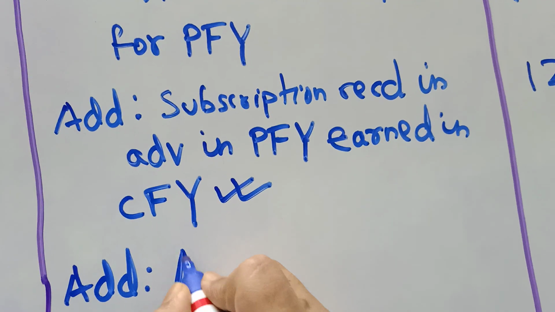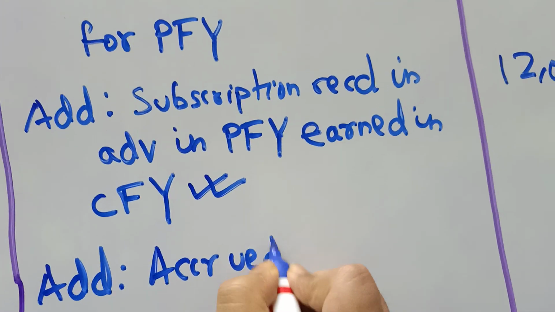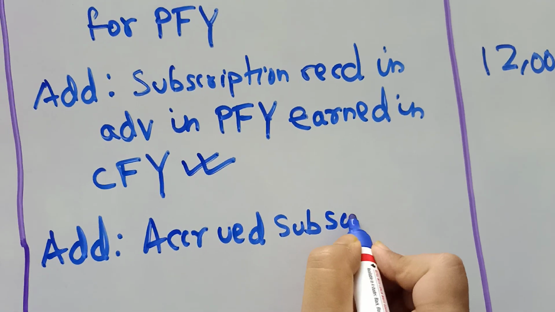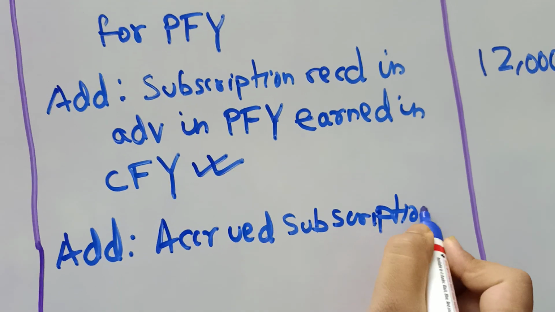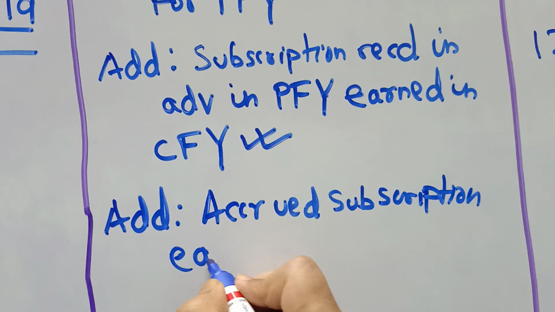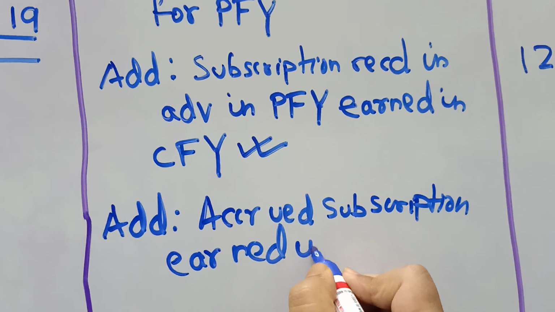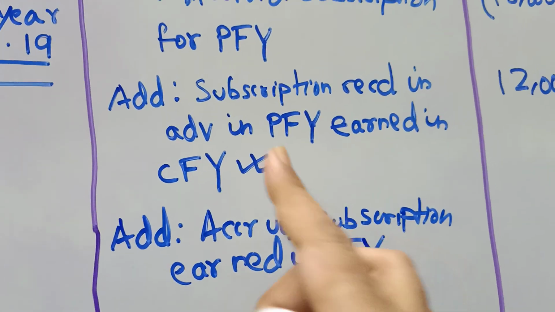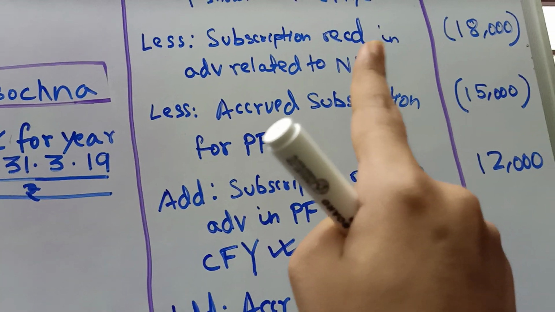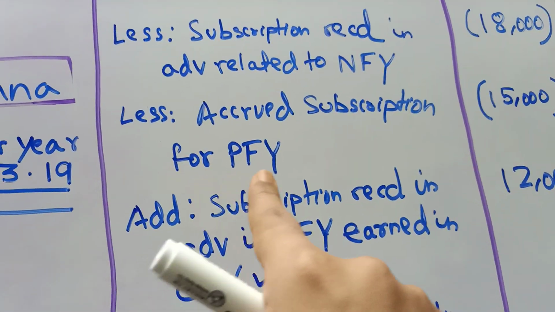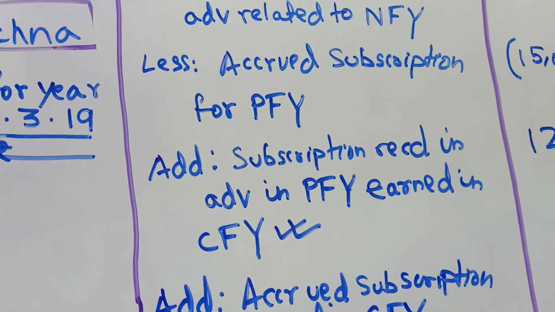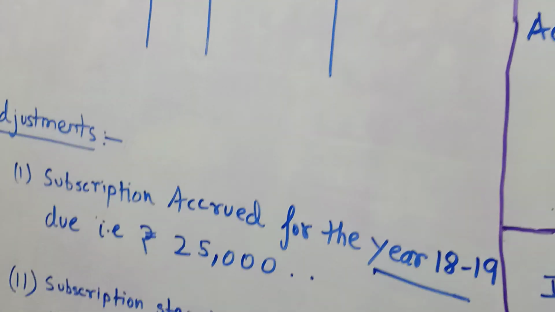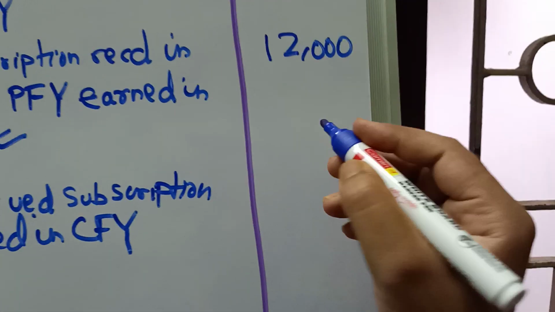Add accrued subscription earned in CFY. Please guys, don't get confused by CFY, PFY or NFY. I have again said that NFY is next financial year, PFY is previous financial year, and CFY stands for current financial year. Please keep this in mind. So here we add the amount of rupees 25,000 that goes over here straight away.